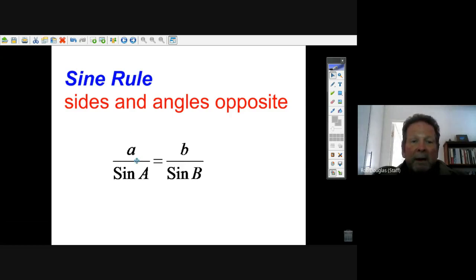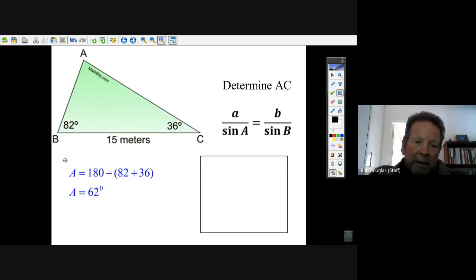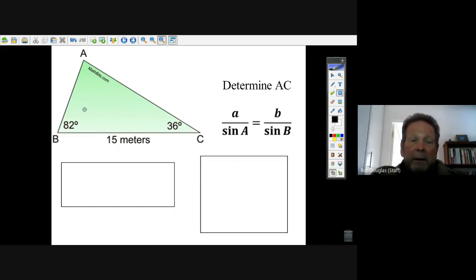And let's use it in an example. Remember, you use it when you've got sides and angles that are opposite each other. That's when you use the sine rule. Let's just get started and try to use it. We've got a triangle here, A, B, C, and you're asked to determine AC.